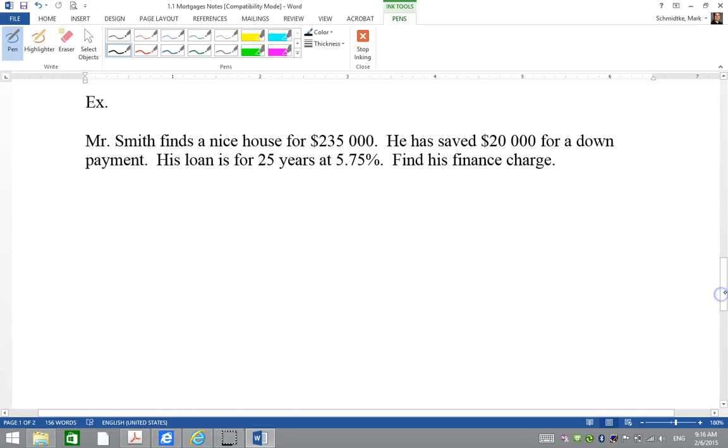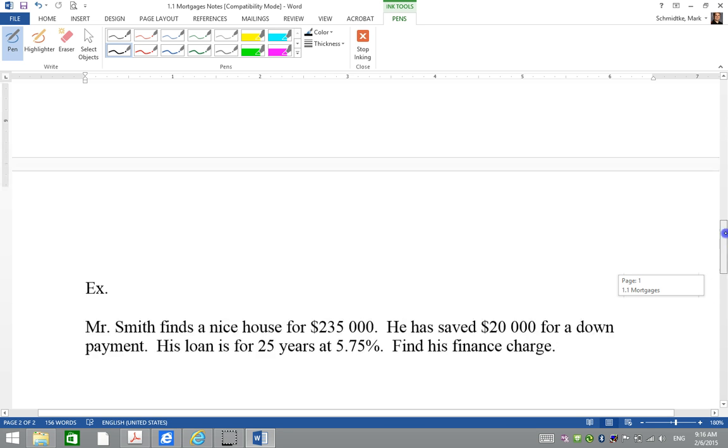We've got Mr. Smith, Mr. Smith from the Matrix. He finds a nice house, something that he likes, for $235,000. He's been wanting to buy a house for a while, so he's saved up 20 grand for his down payment. And he's gone to his bank and he's found a 25-year loan at a 5.75 interest rate. The question says find his finance charge.